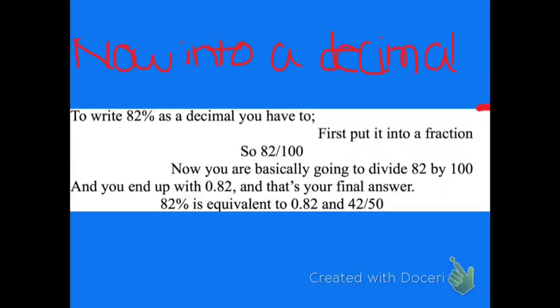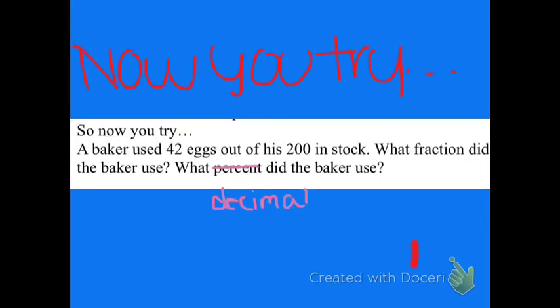Now into a decimal. To write 82% as a decimal, you first have to put it into a fraction. So 82 over 100. Now you're basically going to divide 82 by 100, and you end up with 0.82, and that's your final answer. 82% is equivalent to 0.82 and 41 over 50.